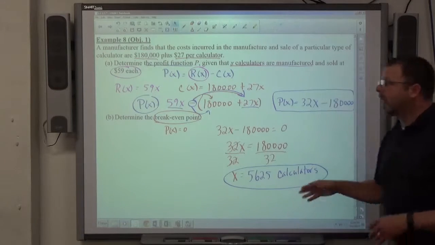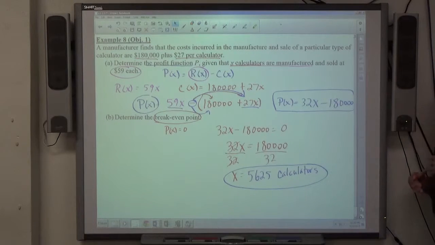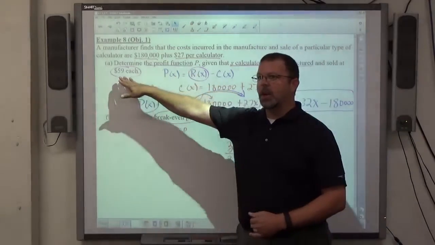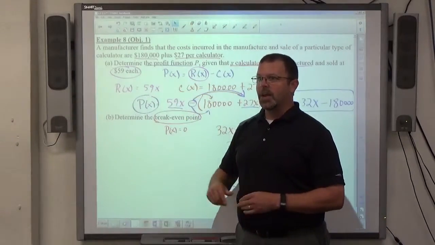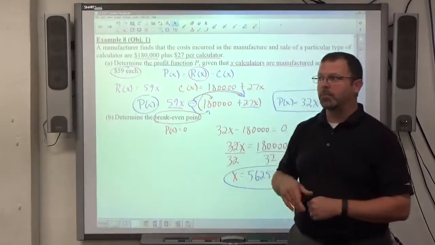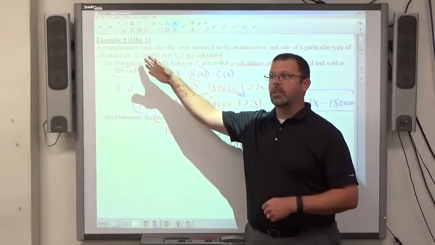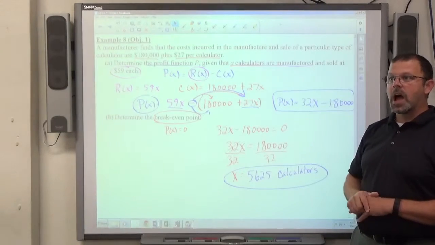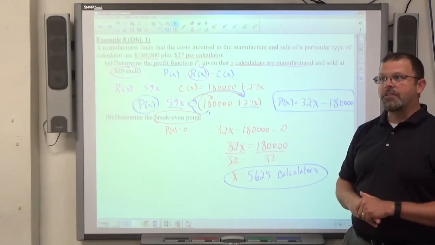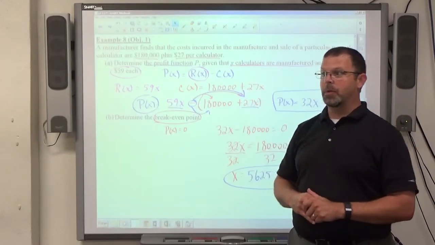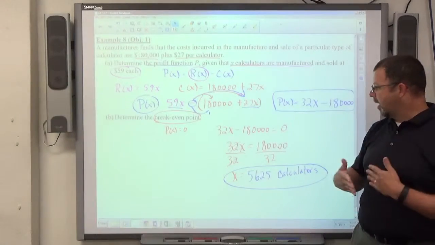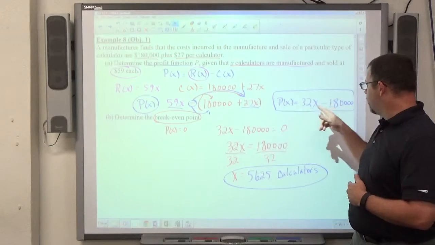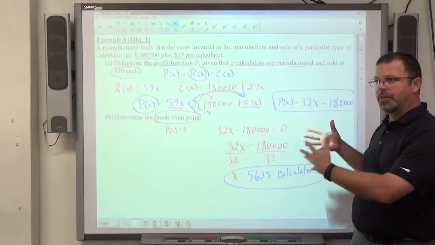So what that tells me is if I want to go into this business of making calculators, I've done my research, and I found that people are willing to spend $59 for this fancy calculator I'm making, and it's only going to cost me $27 to make it, but this startup cost of $180,000 is there. I know that if I make 5,625 calculators, I'm going to be breaking even. If I find out, though, that about 25,000 people want this calculator, then I can determine beforehand what my profit is going to be based on that. So if you put 25,000 in there for X, you figure out how much profit you're going to make.